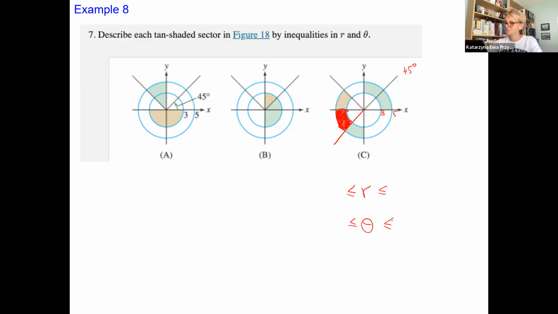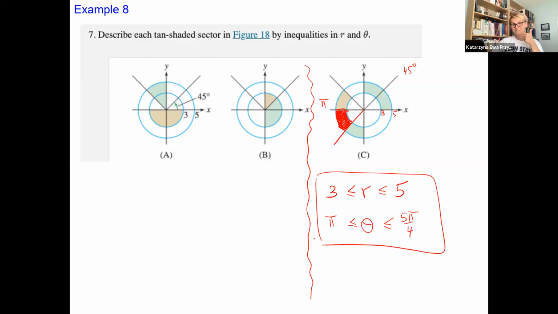Okay, radius, just part C, and I even created a different region. Radius is relatively easy. However, we still have to pay attention. And theta is between pi, correct? And did you say 5 pi over 4? 5 is correct. 5 pi over 4. Perfect. Do we know that?